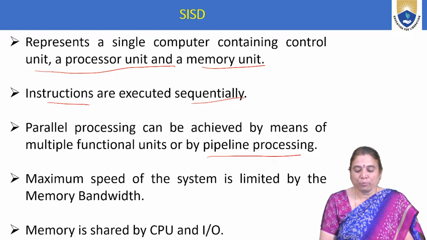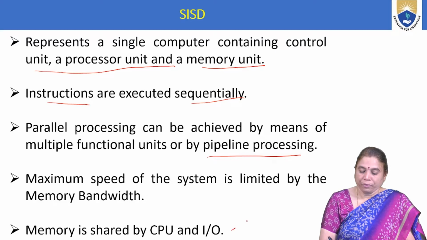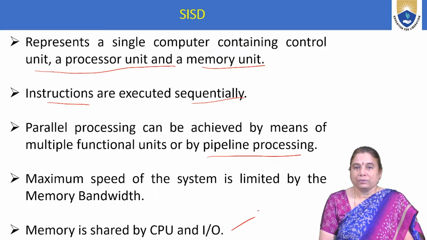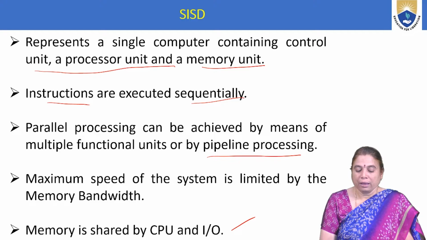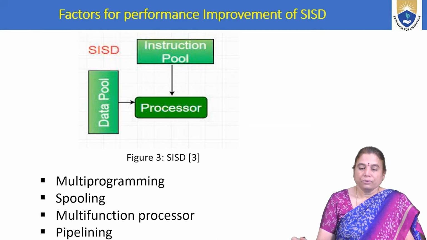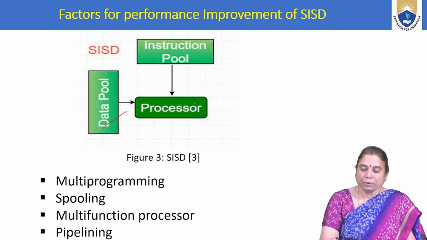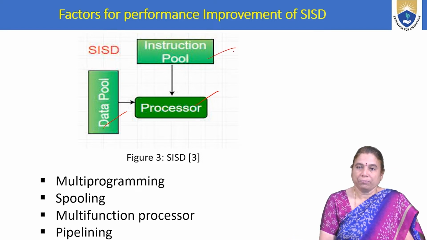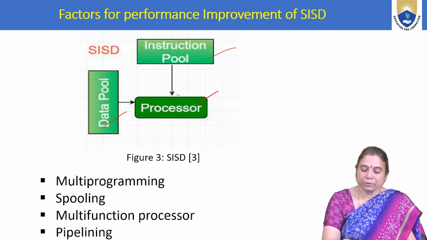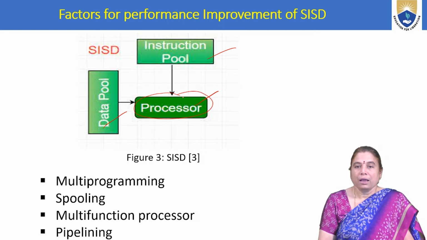So, the maximum speed of the system is limited by the memory bandwidth. This memory is shared between the CPU and I/O. So, the limitation can be that instructions can be executed only below the memory bandwidth. So, this is the architecture. Here, this is the data pool, processors pool, and the instruction pool. By using this processor, the single instruction and the single data stream can be executed.